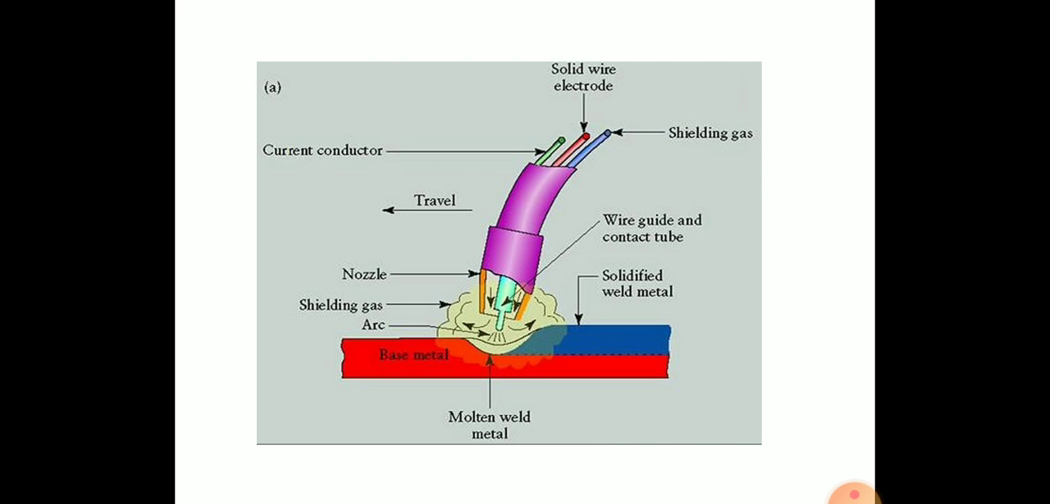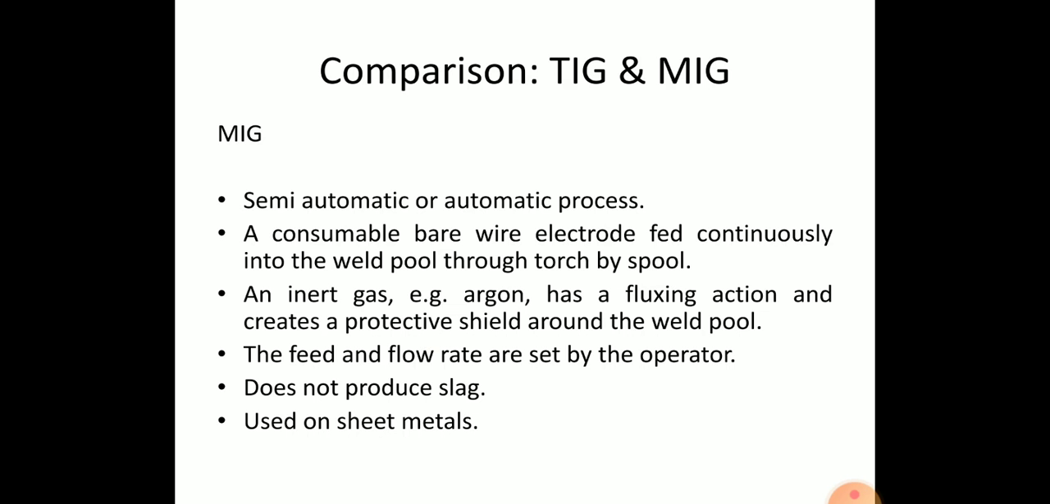These are the metal arc welding. Next is comparison between TIG and MIG. First one, start with the MIG. It is a semi-automatic or automatic process, a consumable bare wire electrode fed continuously into the weld, pulled through the torch by a spool. An inert gas, argon, has the flux action and creates a protective shield around the weld pool. The filler and flow are separated by the operator and it does not produce slag, like use of sheet metal.